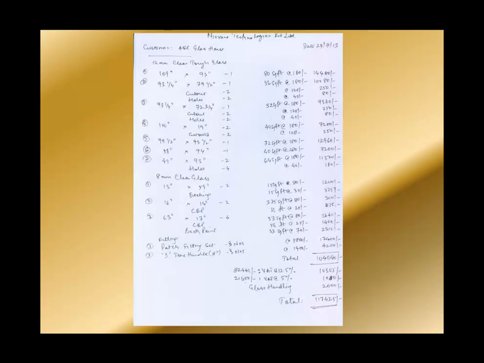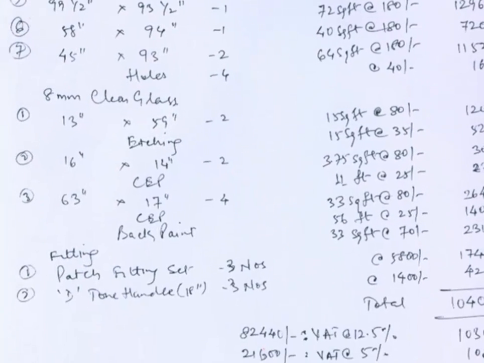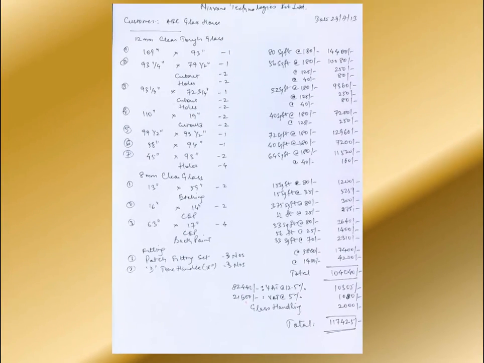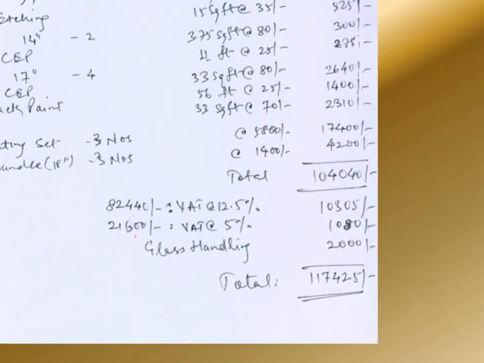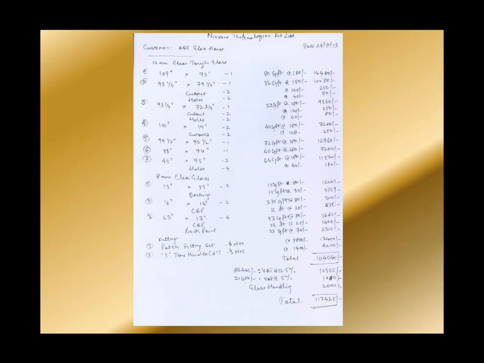This is the code prepared manually. We have 12 clear toughened glass with holes and cutouts, 8 clear glass with process and a couple of fittings. The total value is 1,17,425. We will now make this code in Plus Glass Code.